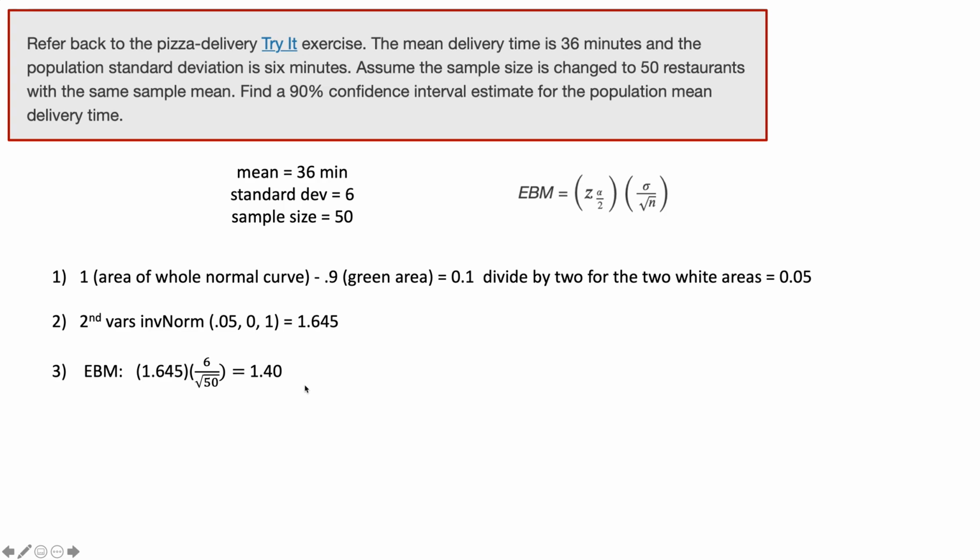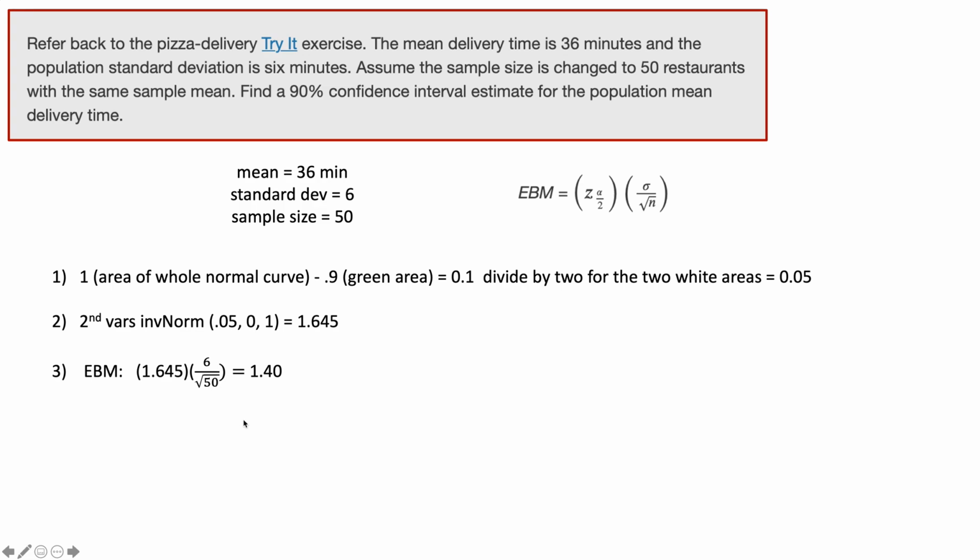Look, it's as if there's a magician standing at the front of the stage, and instead of waving a wand and pulling a rabbit out of a hat, he holds his graphing calculator and he presses the buttons. Inverse norm, 0.05, 0, 1, boom, 1.645, and then you plug it into the formula. And again with the calculator, he does 1.645 times, and then it's always, just like in the central limit theorem, standard deviation divided by the square root of the sample size, 6 over the square root of 50.